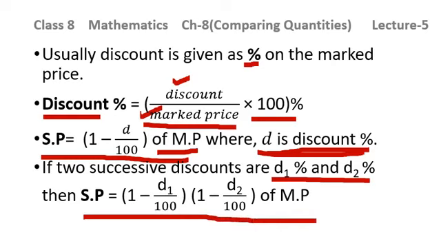Here, if three successive discounts are given, then you can include 1 minus D3 over 100. If four successive discounts are given, then you can include 1 minus D4 over 100. So the basic formula for successive discounts, in terms of SP, MP and discount percent, will be SP is equal to (1 minus D1 over 100) into (1 minus D2 over 100) into MP.